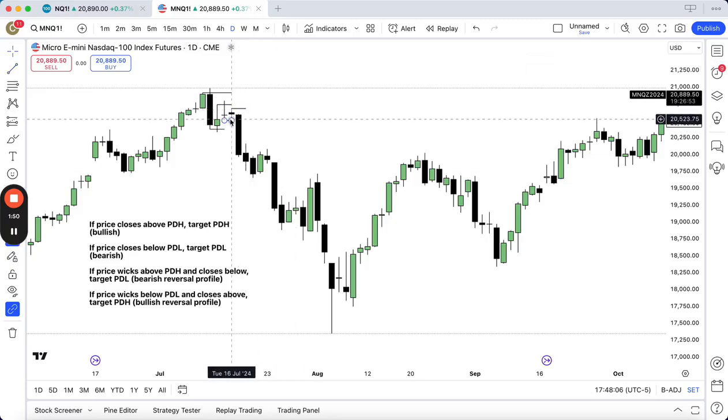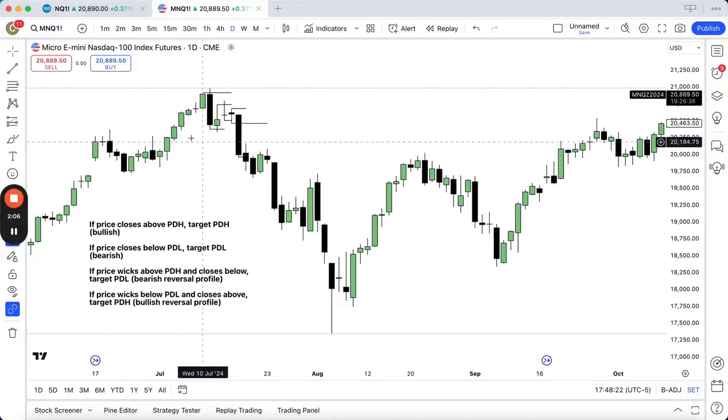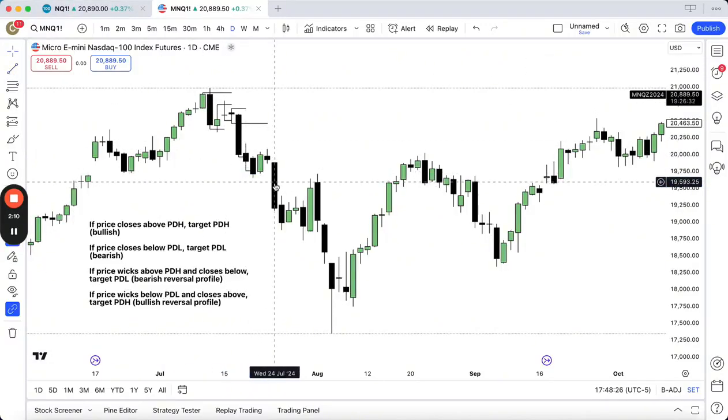Obviously, the target is never met, and we just dip. Once we dip, this is probably a news candle or something. Since we close below this previous day low, right down here, we target previous day low, and that's exactly what we do. What happens? Price closes once again below, so we're targeting previous day low again. Boom. Price closes below, target previous day low.